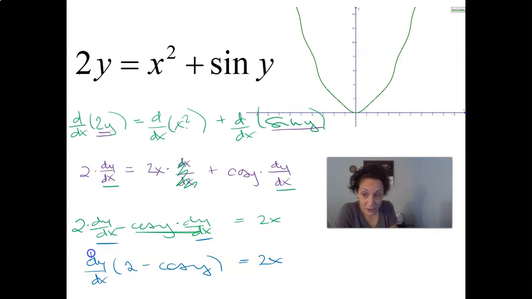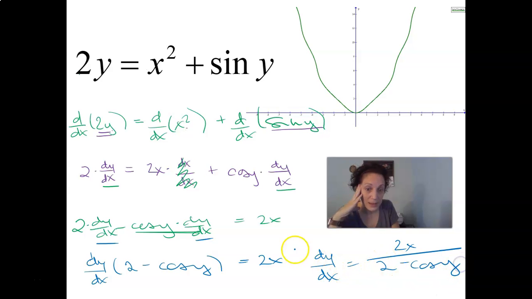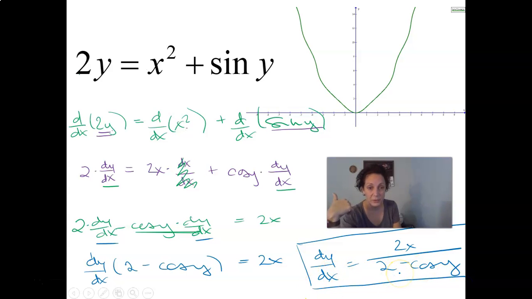Once I've factored out my dy/dx, I've got one thing left to do to finish this off every time, and that's just divide by that quantity. So I'm going to have dy/dx equals 2x divided by all this stuff, 2 minus cosine y. And again, you might have 5 or 6 dy/dx's. That's fine. Get all the terms that have dy/dx over to the left, factor it out, and then you're going to have a quantity, divide by it. That's going to isolate your dy/dx every time. It might look messy algebraically, but you're following the same steps every time. Notice here my slope is not going to just depend on x, it's going to depend on y as well.